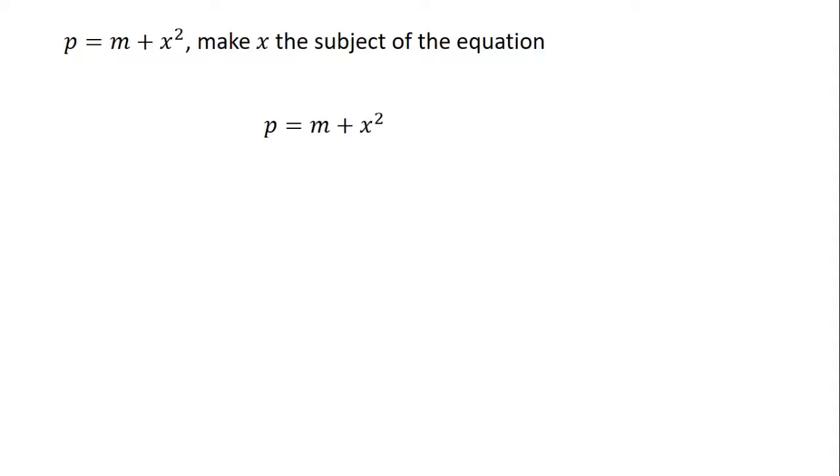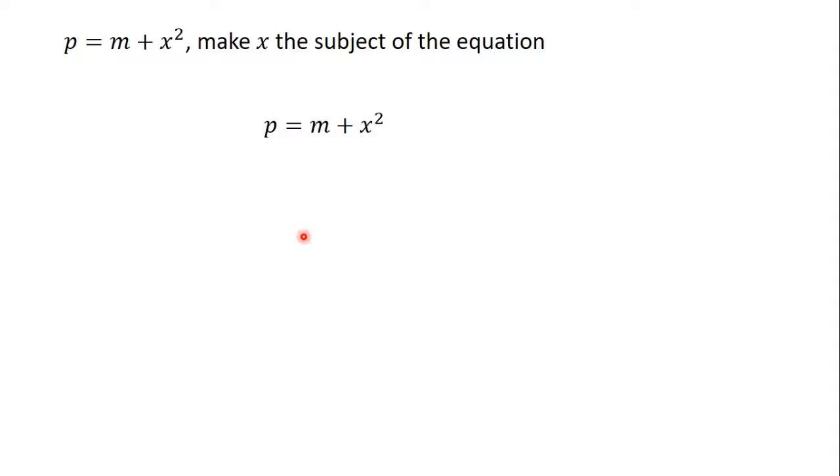P is equal to m plus s squared. Make s the subject of the equation. This example is pretty simple, so we are going to do it straight away. So P is equal to m plus s squared, and we are supposed to make s the subject of the equation.